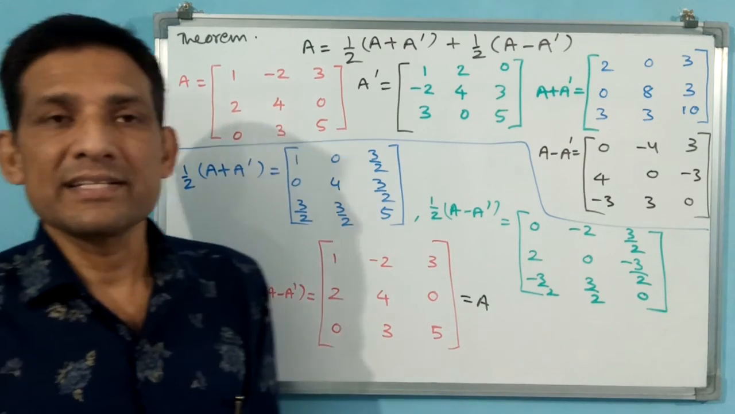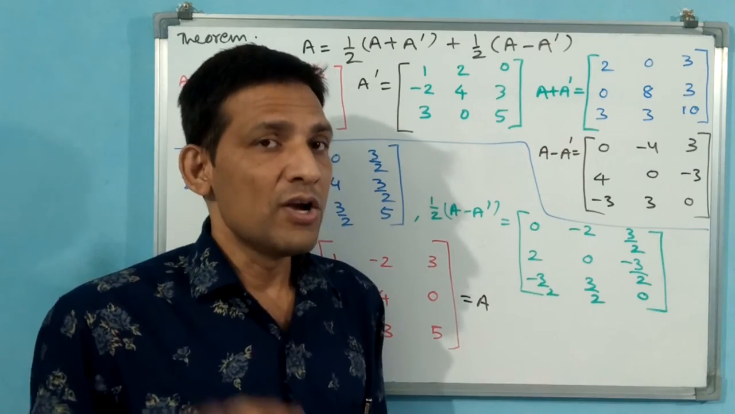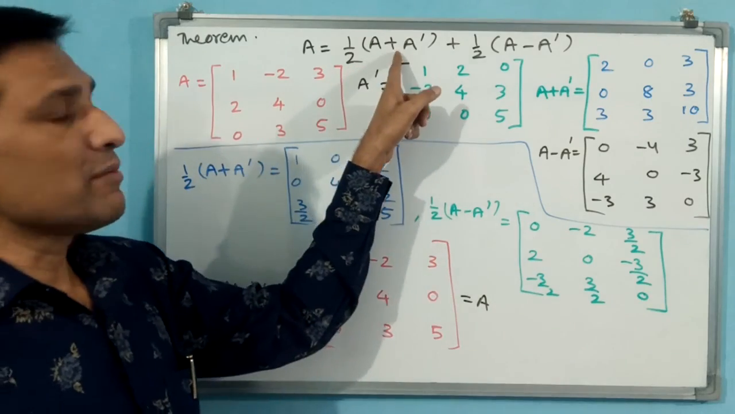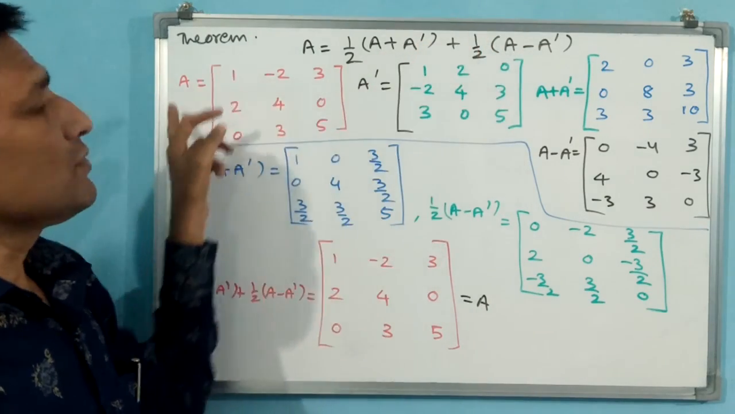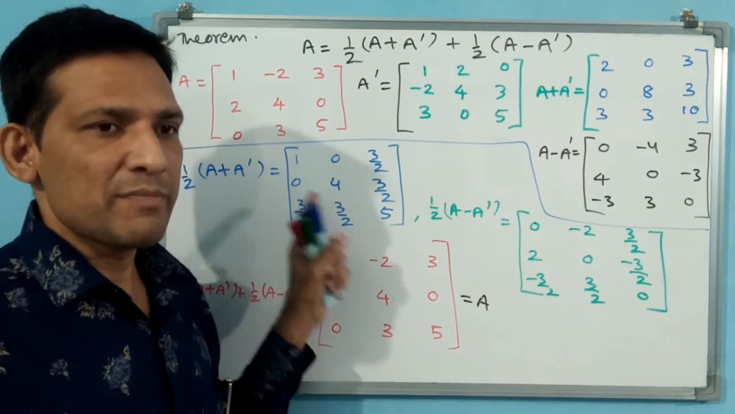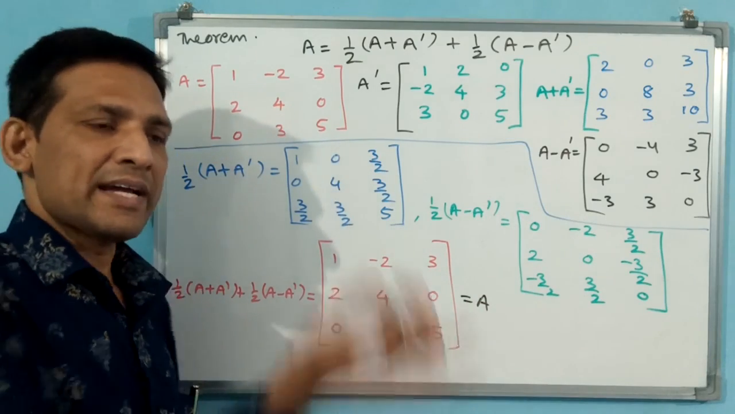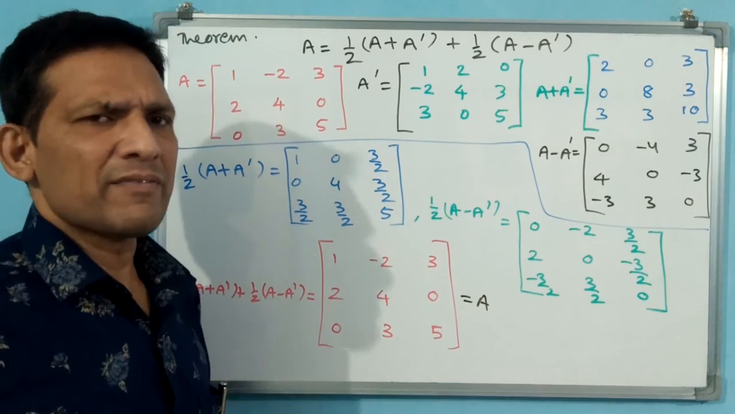What is the second theorem? Any matrix can be written in the form of addition of a symmetric and a skew symmetric matrix. This is the symmetric matrix. This is the skew symmetric matrix. Addition gives A. Or else we can say we can convert any matrix into a symmetric and a skew symmetric matrix. If you add those two matrices, again the same matrix is going to come. Conversely you can also infer that.